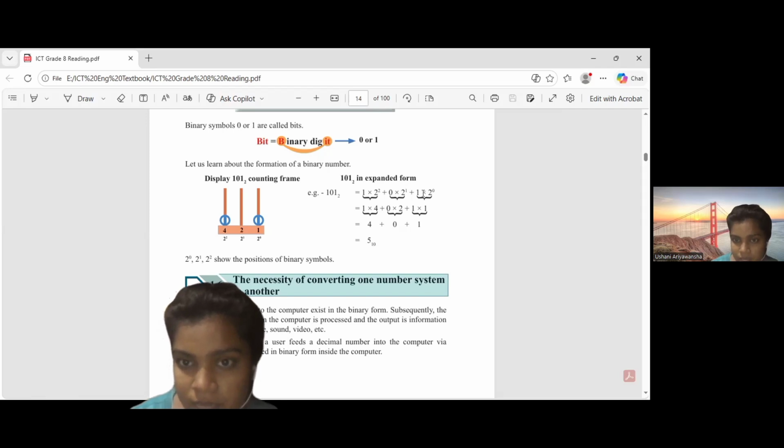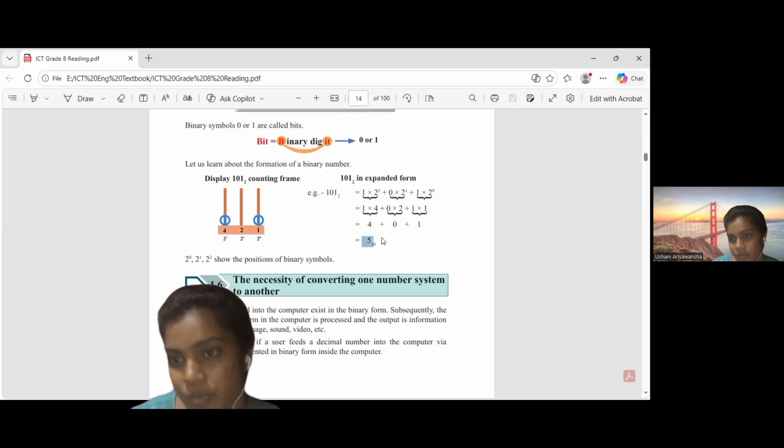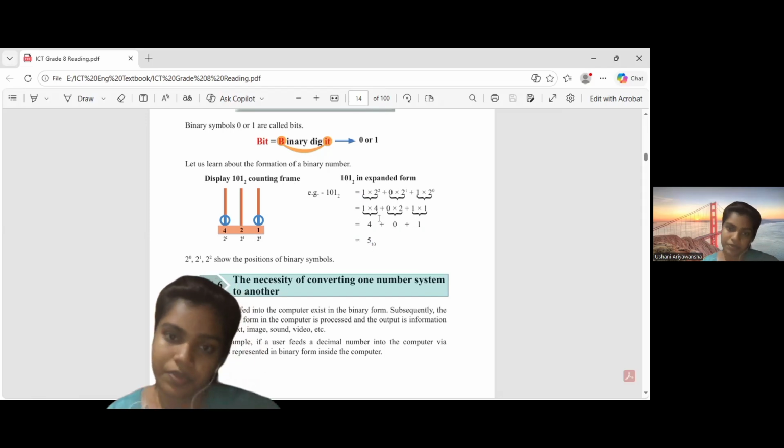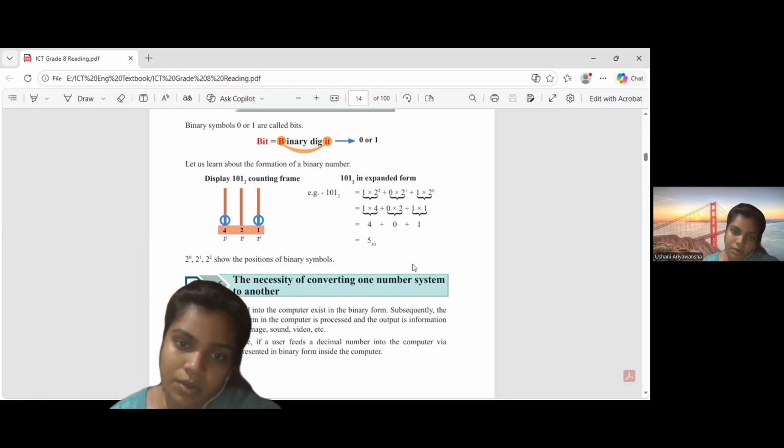And here, the rightmost 1 multiplied by 2 to the power 0, right? 2 to the power 0 means 1. So add all together. Here is the decimal value, right?